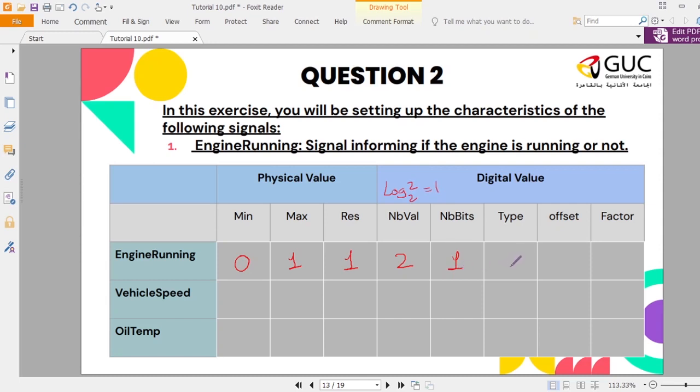Okay, good. The type is unsigned. It's all going to be unsigned. Do we have an offset? Nope, we don't have an offset. It is 0 or 1, nothing special about this. And last but not least, the factor, which is the resolution in disguise, so act as if we did not answer it before. So the resolution is 1. Yay, it's 1. So again, for the engine running, the signal informs if the engine is running or not. So it's black or white.